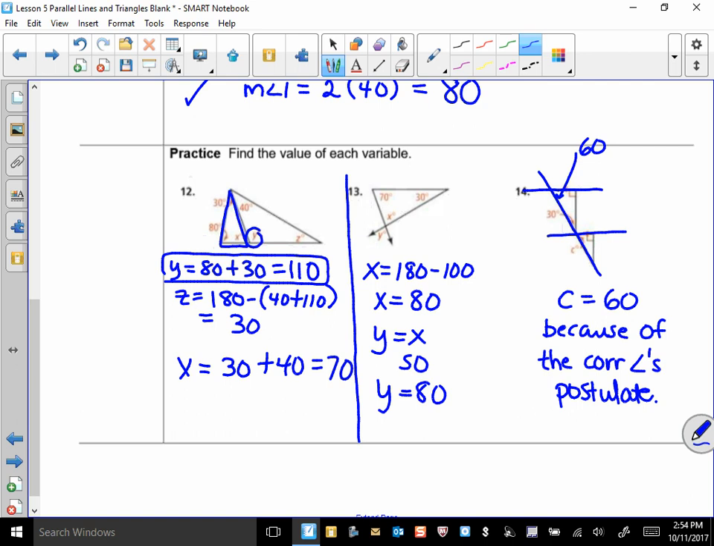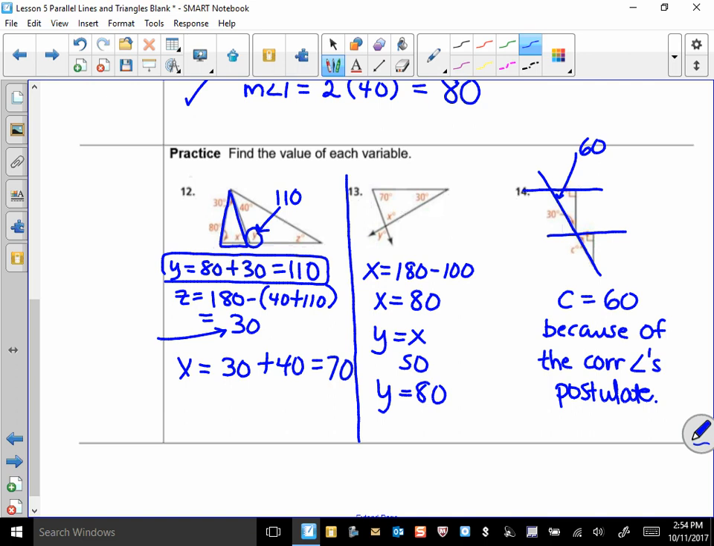And now that I know that y is 110, the triangle angle sum theorem tells me that the sum of the interior angles of the big triangle on the right is 180. Then I know that 110 plus 40 is 150. That means z has to be 30, 180 minus 150.